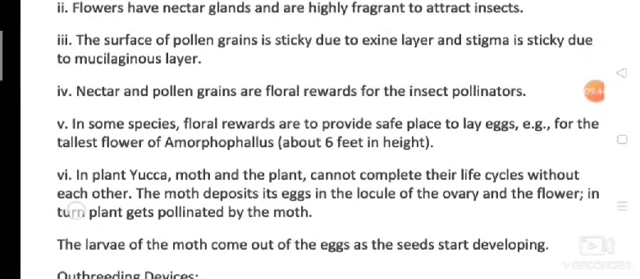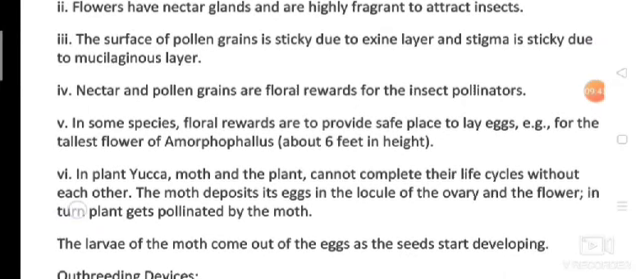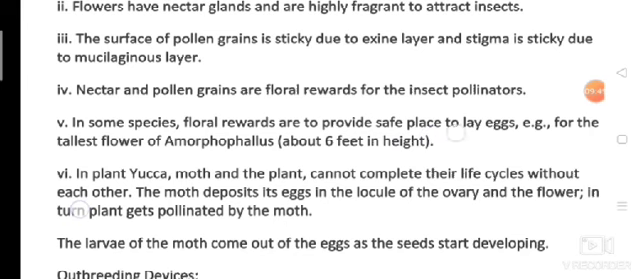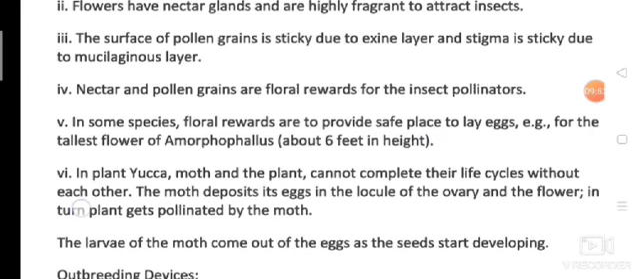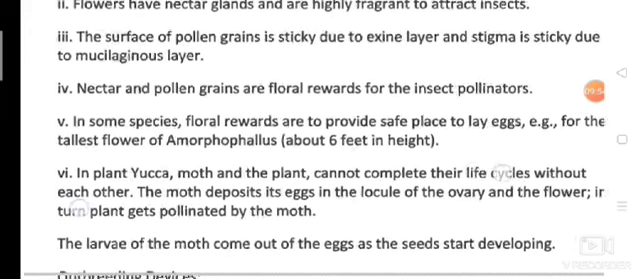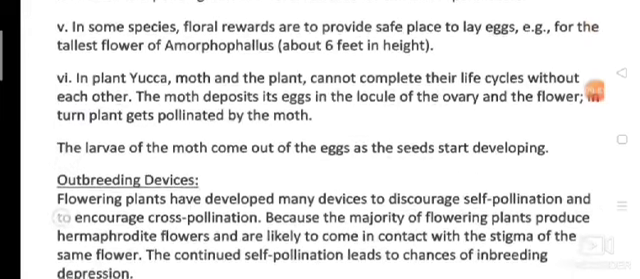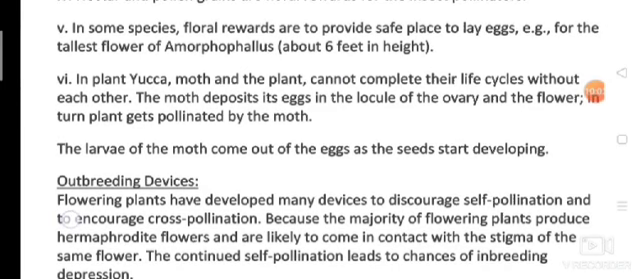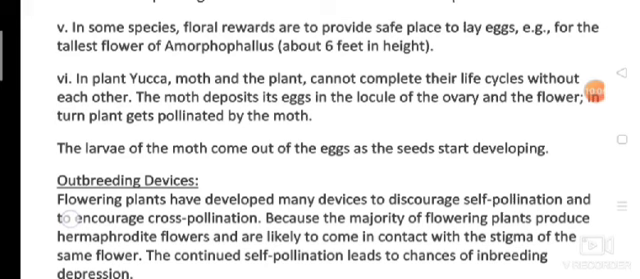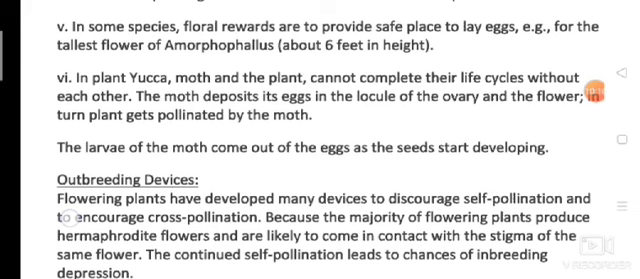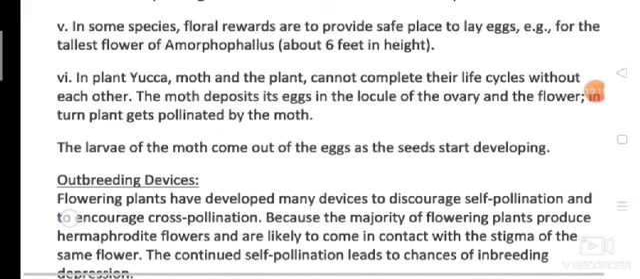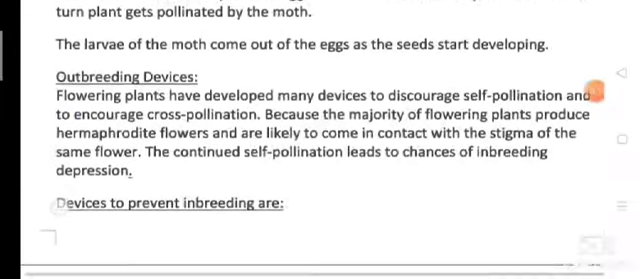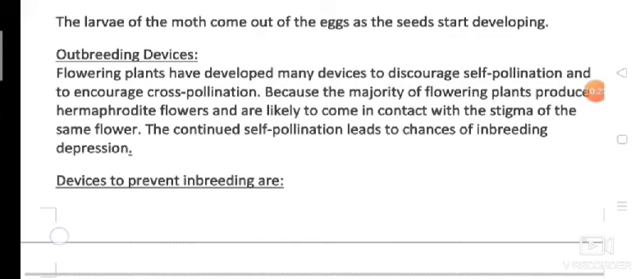In some species, the floral reward is to provide a safe place to lay eggs. An example is the tallest flower, Amorphophallus. In the plant yucca and the moth, neither can complete their life cycle without the other. The moth deposits its eggs in the locule of the ovary of the flower. In turn, the plant gets pollinated by the moth. The larvae of the moth come out of the eggs and the seeds start developing.